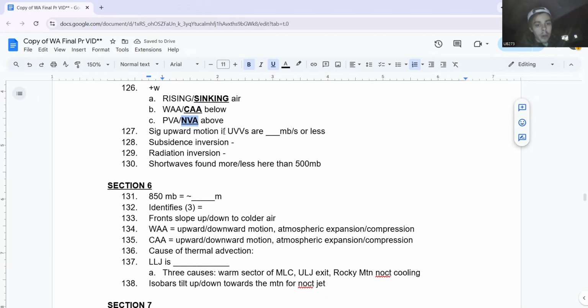Significant upward motion occurs if we have super negative omegas, which are 3 millibar per second. All right, we have two inversions that you need to know. Subsidence inversion is if we have warming above. That's the inversion that you might usually know. But you could also have radiation inversion when there's cooling below. So warming above, cooling below is what radiation is.